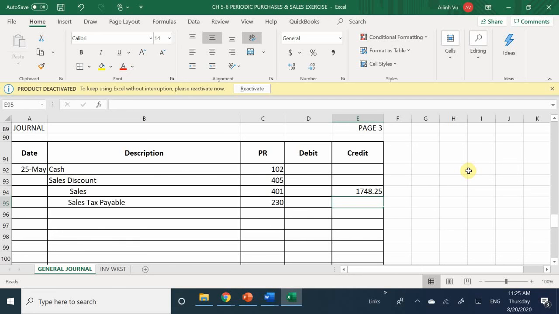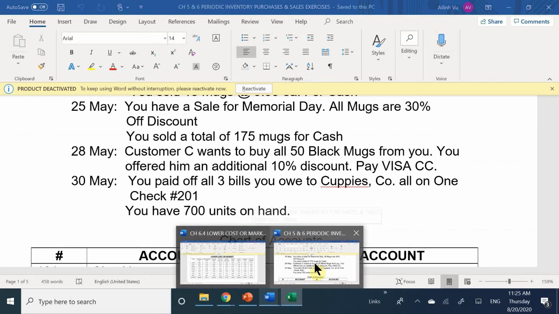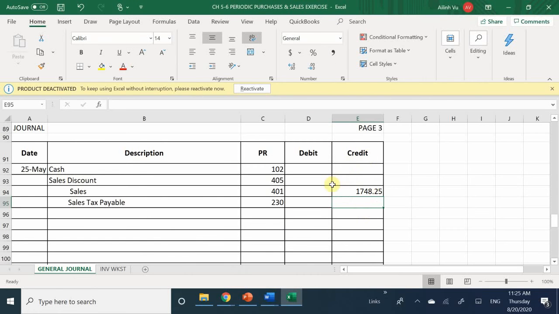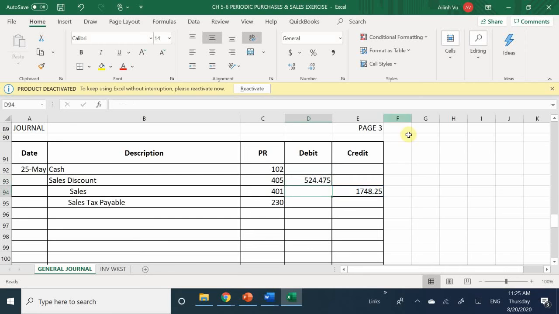Now, because this is a store-wide discount, it's going to be applied. This 30% is going to be a discount off of the entire store. So in this case, we're going to calculate 30% off of the total amount of items we sold at regular price. And what is that going to be? 524.48, because the ending is a 5, we're going to increase it to 48.